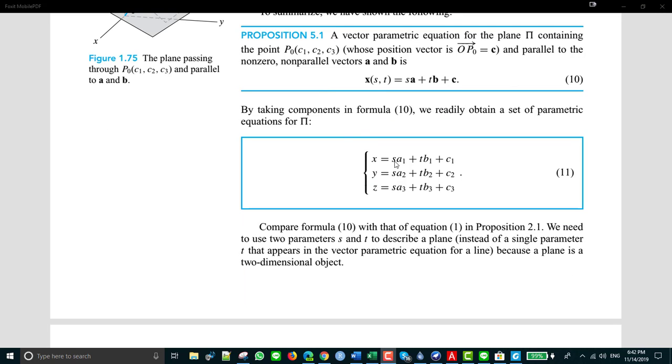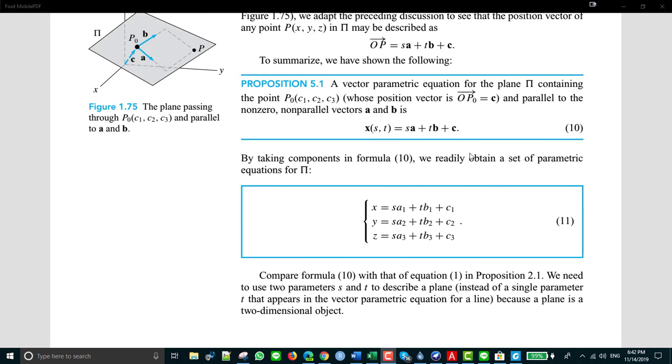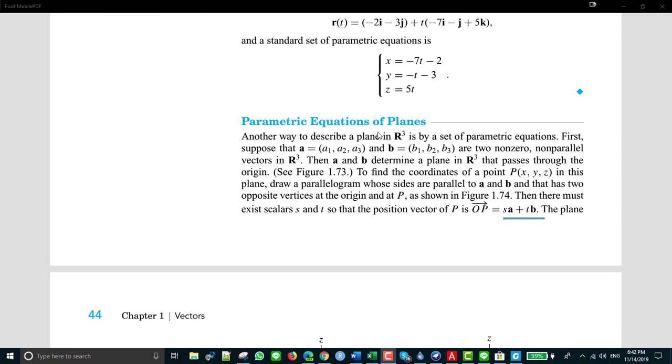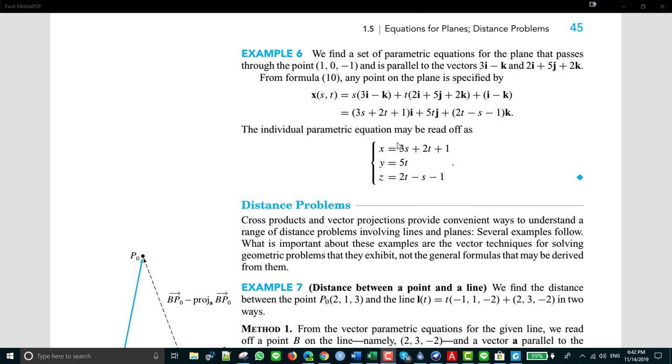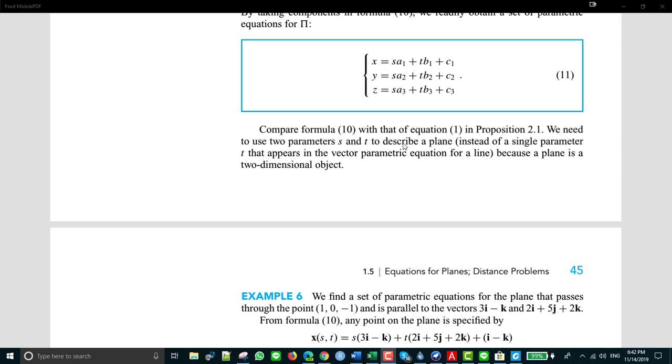So this is called the parametric equations for a plane. Parametric equations of a plane. All right? And they say you can compare this with the equation of a line, and we saw it before. It looks something like this, but here we have two parameters. When we were talking about a line, we had just one. So they say we need to use two parameters to describe a plane instead of a single parameter t that appears in the vector parametric equation for a line, because a plane is a two-dimensional object.